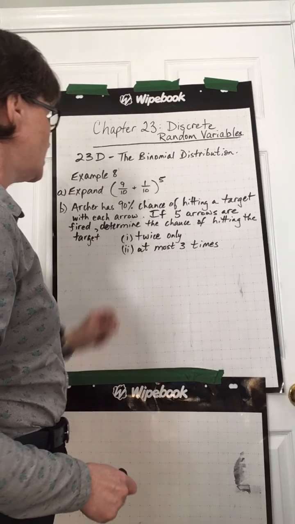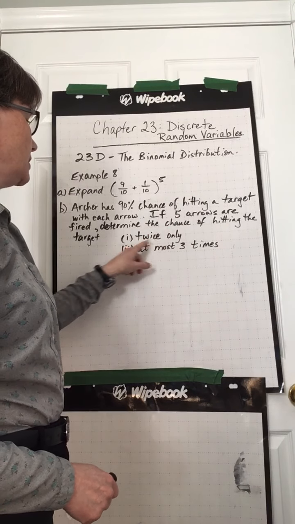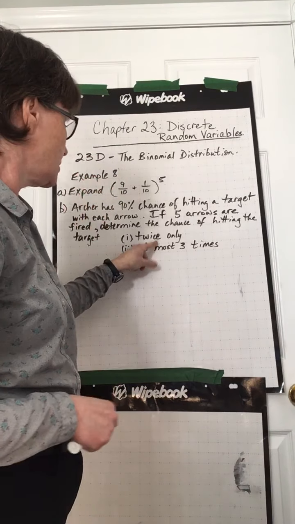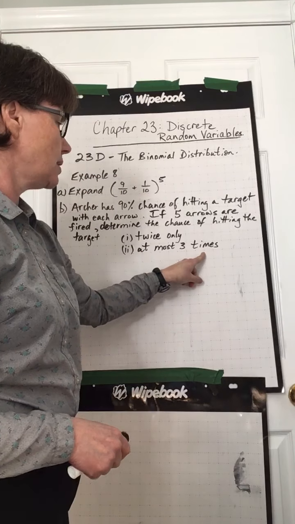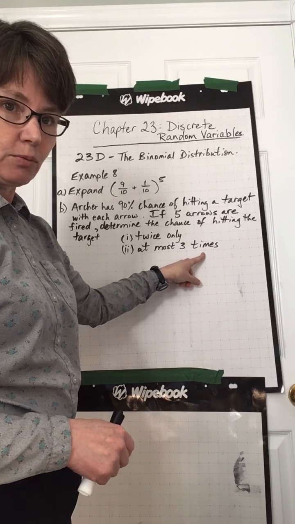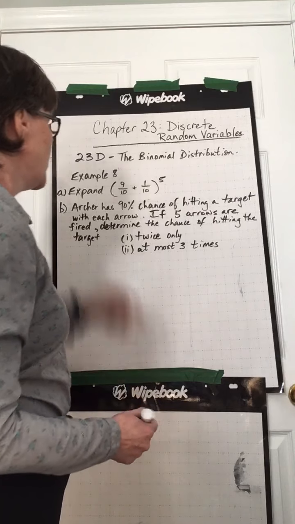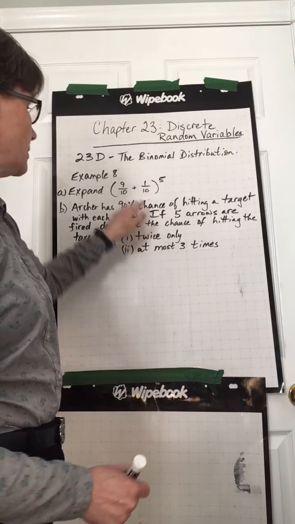arrows, so we need to determine the chance of hitting the target only 2 times, no more than 2, no less than 2. And at most 3 times. So at most 3 times would be 3 times or 2 times or 1 time or no times. All right, first part of the question, expand this.